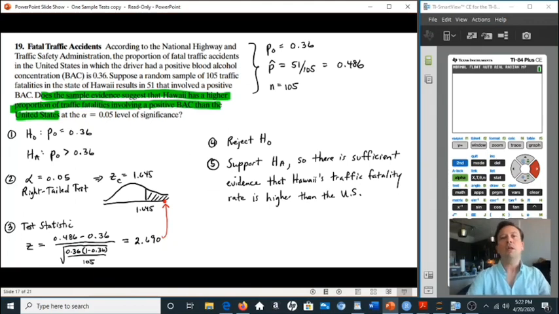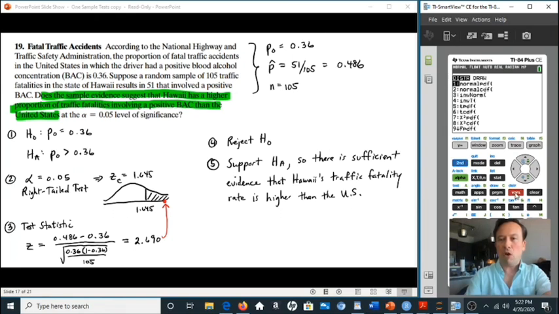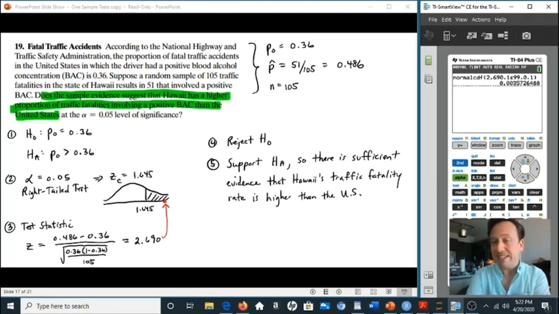Now, even though I don't have it written on the slides here, let's compute the p-value for this problem. So remember, you do 2nd VARS, number 2, normalcdf, and here the lower value would be our statistic, 2.690. The upper bound would be 1E99 for infinity, and then 0 and 1 for the mean and standard deviation. So you can see here that the p-value is 0.0036, which is less than our alpha value of 0.05, which means we would still reject the null hypothesis because this p-value is less than the alpha value.